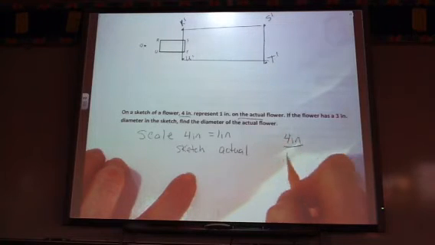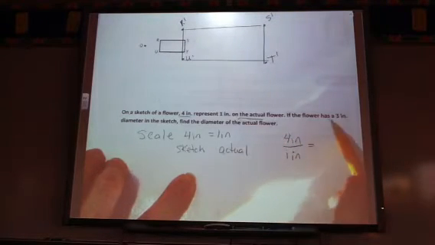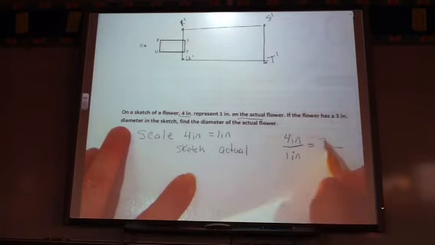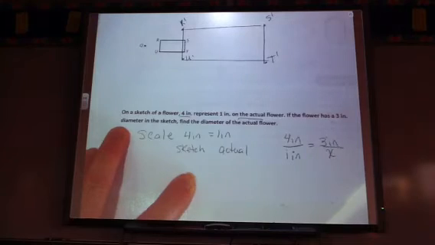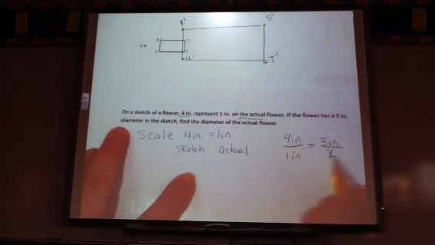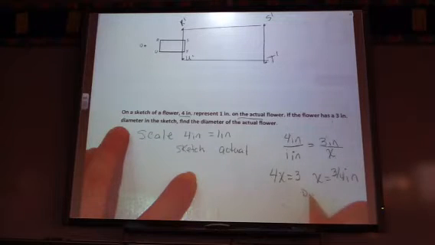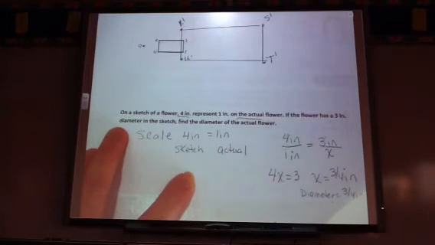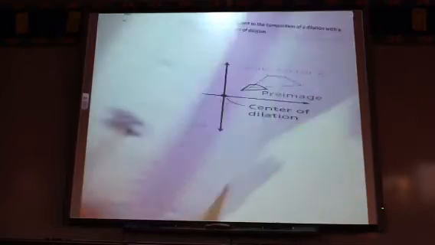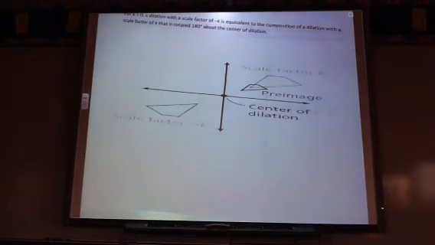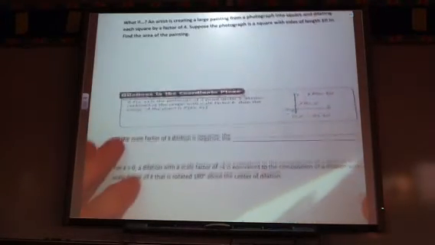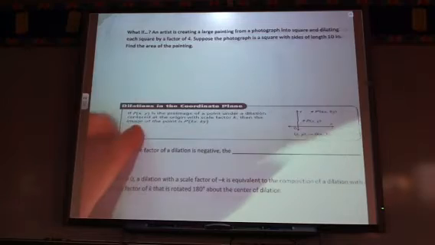So if we set up our ratio, if the flower has a 3-inch diameter on the sketch, we can do a proportion to find our solution here. So do your cross product. Okay, so the answer is diameter equals 3/4 inch on the actual flower. Okay, next one, let's see y'all do it on your own. You're doing it the same way. Find your scale, set it up and solve.